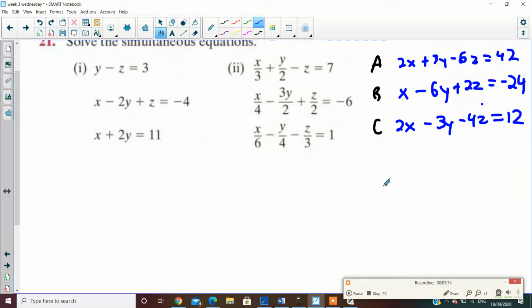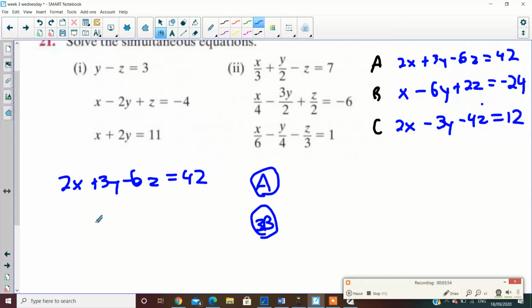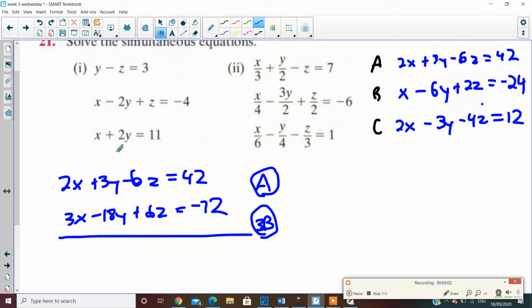Did anybody here get rid of the Z's first? Okay, since you're right in front of me, go on. Which 2 do you want me to use? Use A and B. Okay, what do I need to do to B? So it's A and 3B. What did you get when you combined A and 3B together? 3x minus 18y plus 6z. Yeah, awesome. Then when you add it downwards, what do you get? 5x minus 15y equals minus 30.